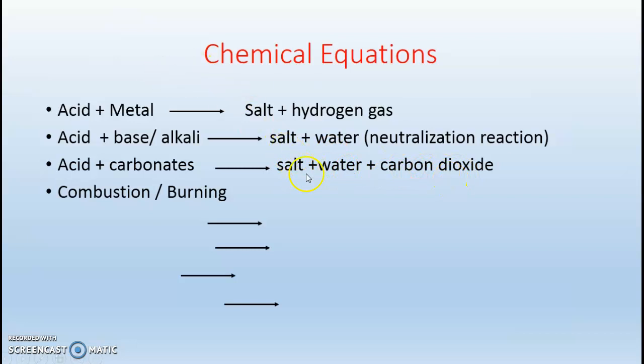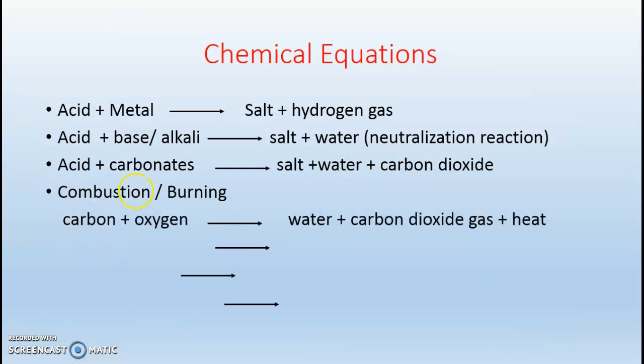Please, these 3 are the chemical properties of acid. So if you are asked what are the chemical properties of acid, these are the 3. Acid and a metal to give you salt and hydrogen gas, acid and a base or alkali to give you salt and water, acid and a carbonate to give you salt, water, and carbon dioxide. We have other examples of reactions too that I want you to take note of.